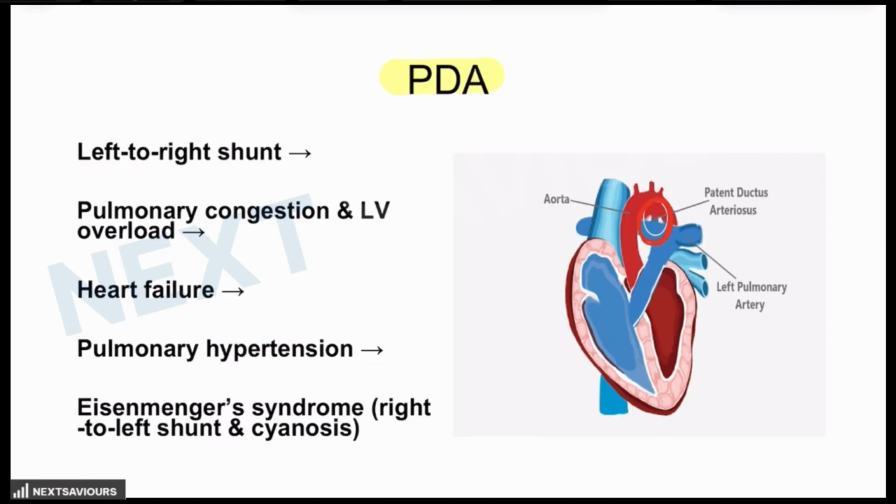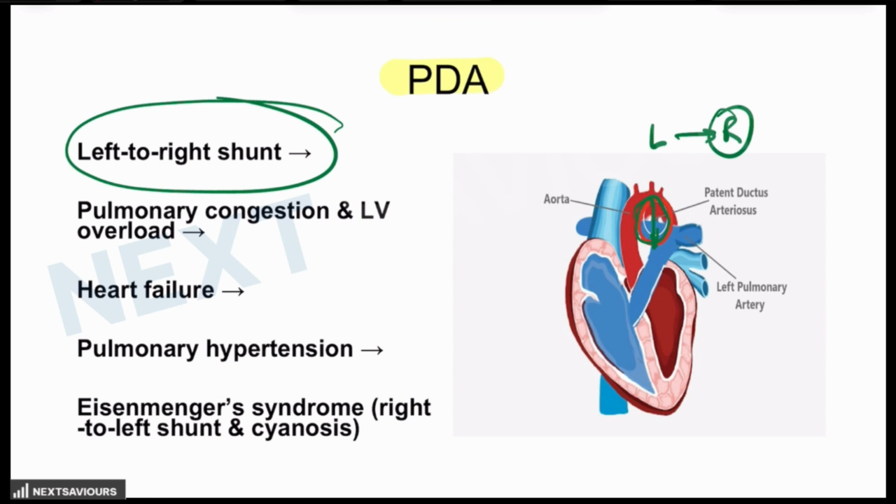Now, PDA is a persistent connection between the pulmonary artery and the aorta due to the failure of ductus arteriosus closure after birth. We all are aware of this fact. Now, what is the pathophysiological mechanism? The persistence of ductal blood flow results in continuous left to right shunting of blood from the aorta into the pulmonary artery. Second, it increases the pulmonary blood flow, which results in pulmonary congestion and left atrial as well as ventricular overload.